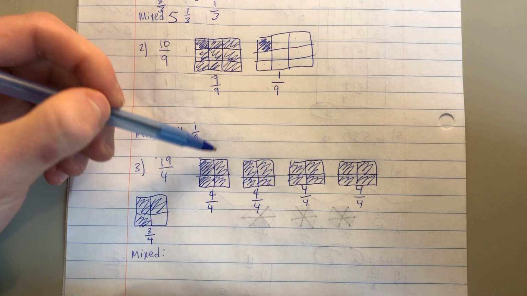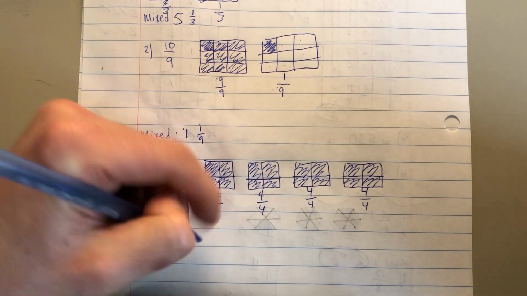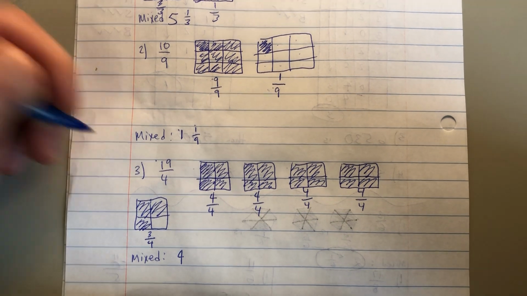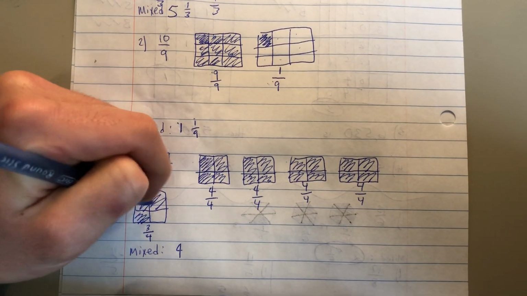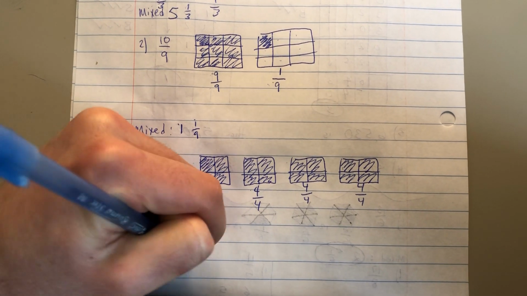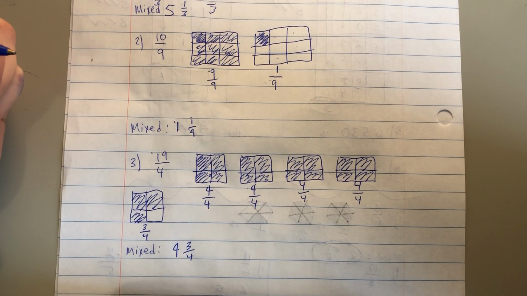Now I'm gonna count my wholes. 1, 2, 3, 4. There are 4 wholes with all the parts shaded in. And then there's 1, 2, 3, 4. So then 3/4 goes right here as my proper fraction.